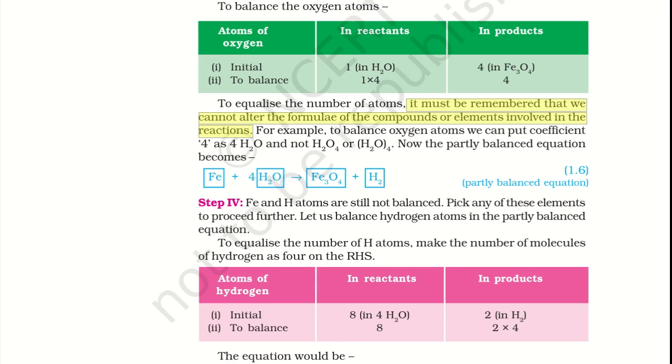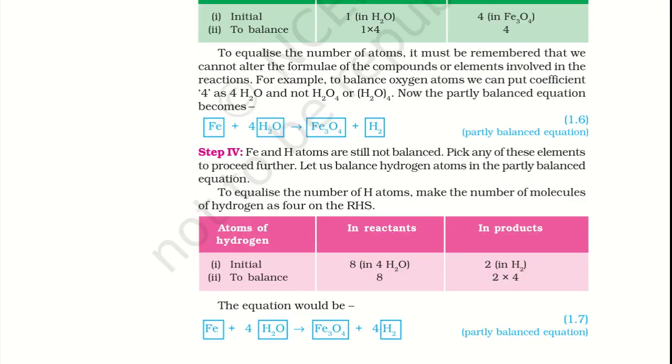So to balance the chemical equation, the 4 should be written something like this over here. 4 2s are 8 hydrogen, so now it becomes 8 hydrogen, while oxygen becomes 4, and that matches the 4 oxygen on the right-hand side. But due to multiplying 4 with water, we have one more imbalanced element, that is hydrogen. So now iron and hydrogen atoms are not balanced. Let's pick any of these. Here, let's talk about hydrogen first.